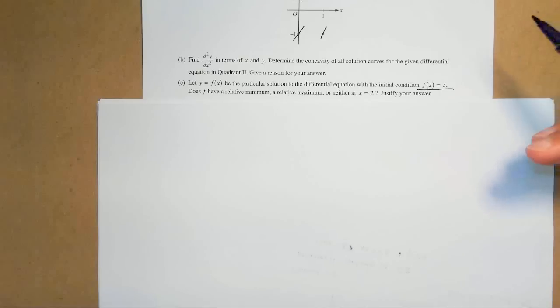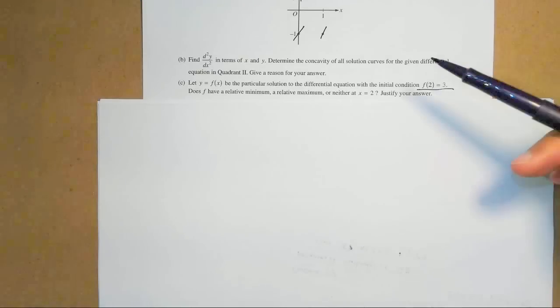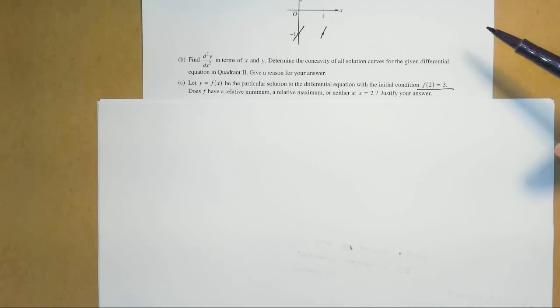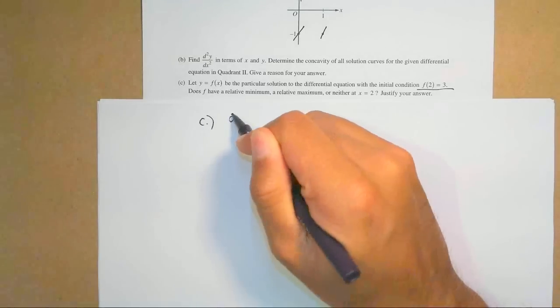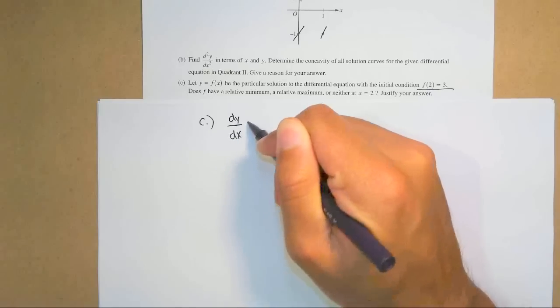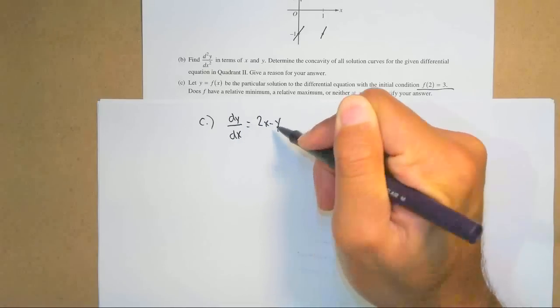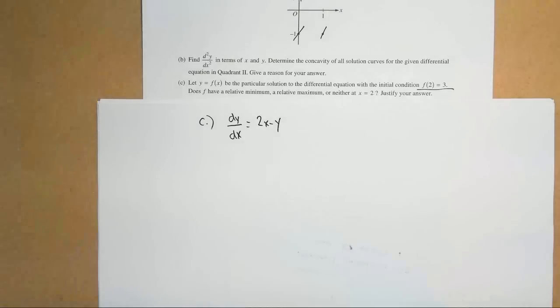Now, some of us want to go, okay, relative min, relative max at x equals 2. You want to find critical numbers because that's what you're taught to do. Remember, part C, the derivative which was given was dy over dx is equal to 2x minus y. Problem is, I can't really set that equal to 0 because I have two variables, so I'm a little confused. So, the only thing that you have to remember is this.